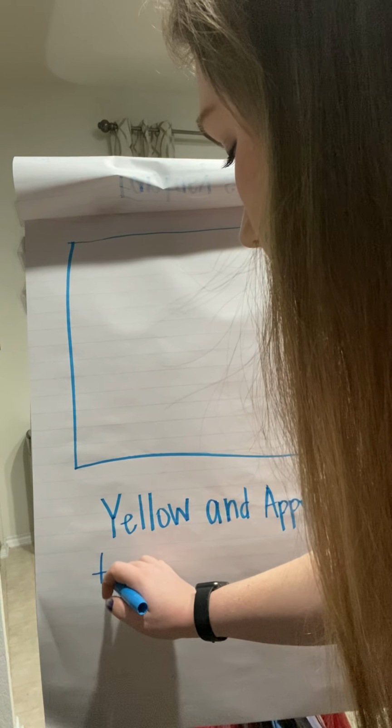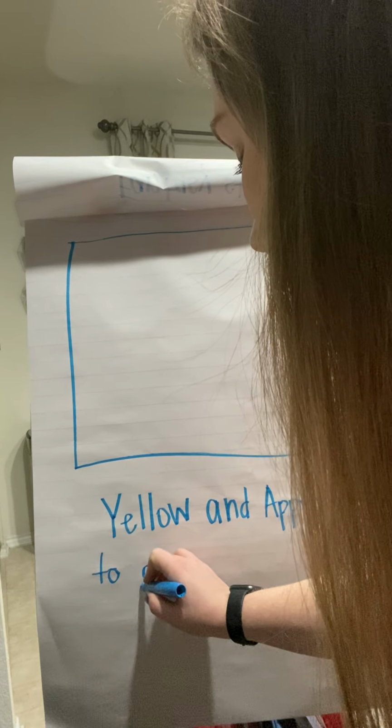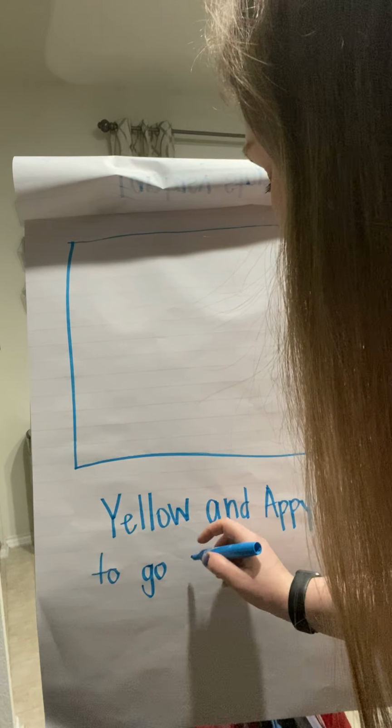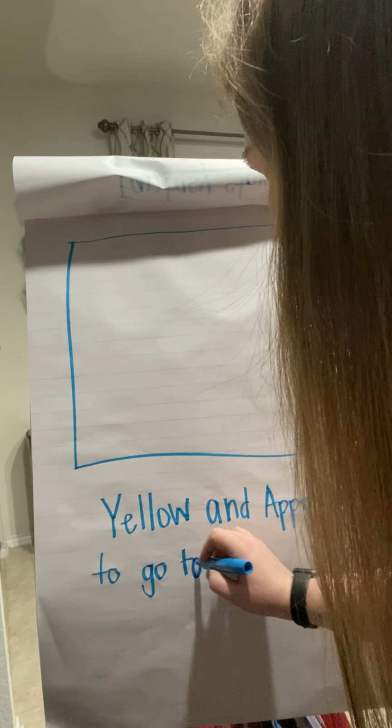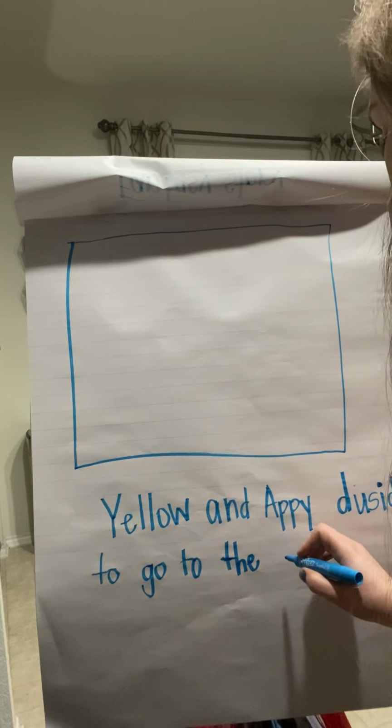Decide. Yellow and Appy decide to, that's another sight word, to go, good, finger space. Yellow and Appy decide to go to, again, to, that's another sight word. So I put a finger space and put the. Where are they going, guys? The playground. Let's sound it out.